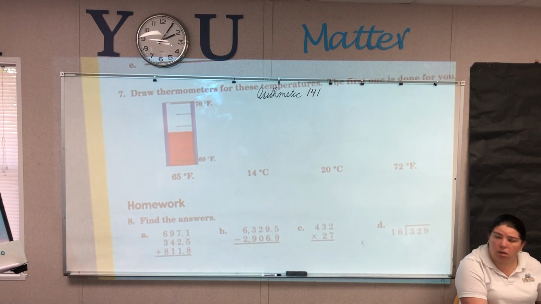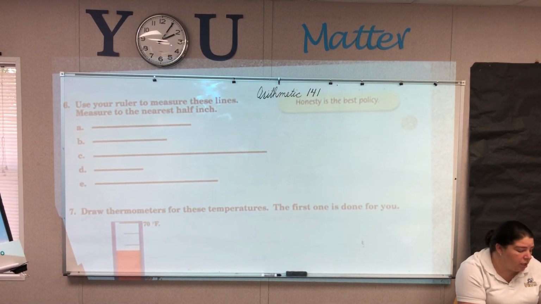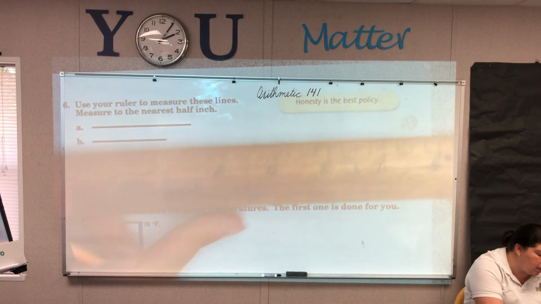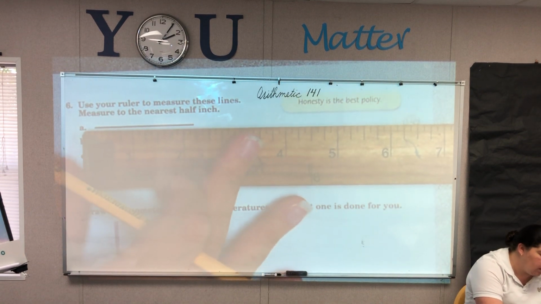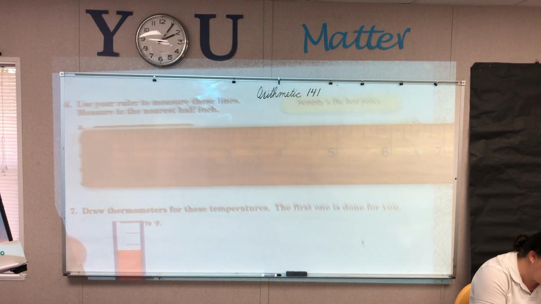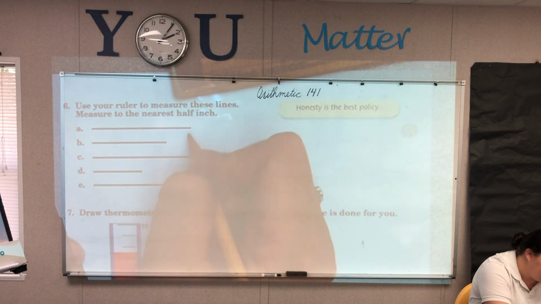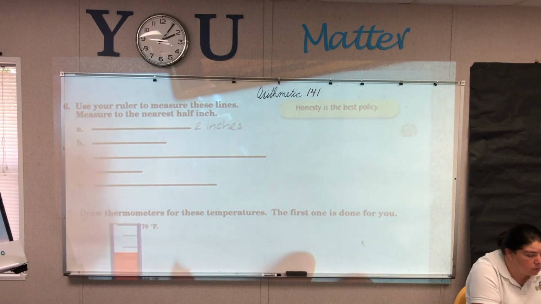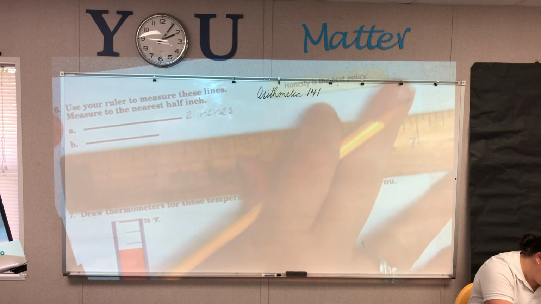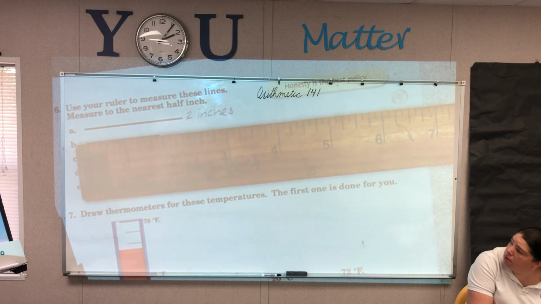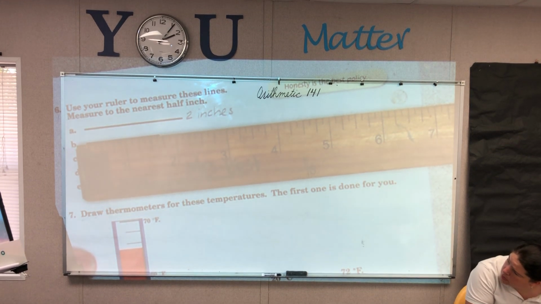Turn your paper over. You're going to need a ruler. See if my ruler here will show up. Use your ruler to measure the lines. You need to measure it to the nearest ½ inch. When you do that, you should get 2 inches for the first one. 2 inches. How about the next one? Can you see that on the board? That would be 1½ inches.